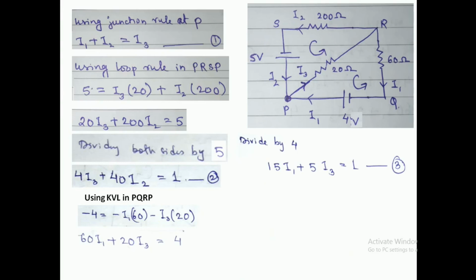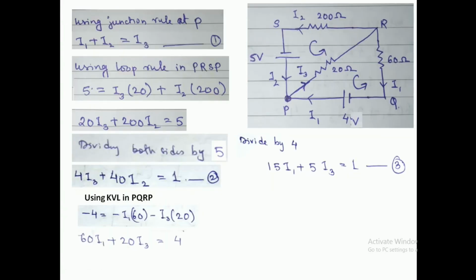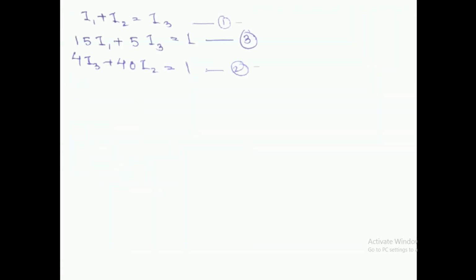If you divide both sides by 5, write 5. By mistake I have written 4, so you can write 5. So if you divide both sides by 5, you will get 15 I1 plus 5 I3 is equal to 1. If you write all the equations together, now you can solve. It's up to you, whichever way you want to solve these equations, you can solve.